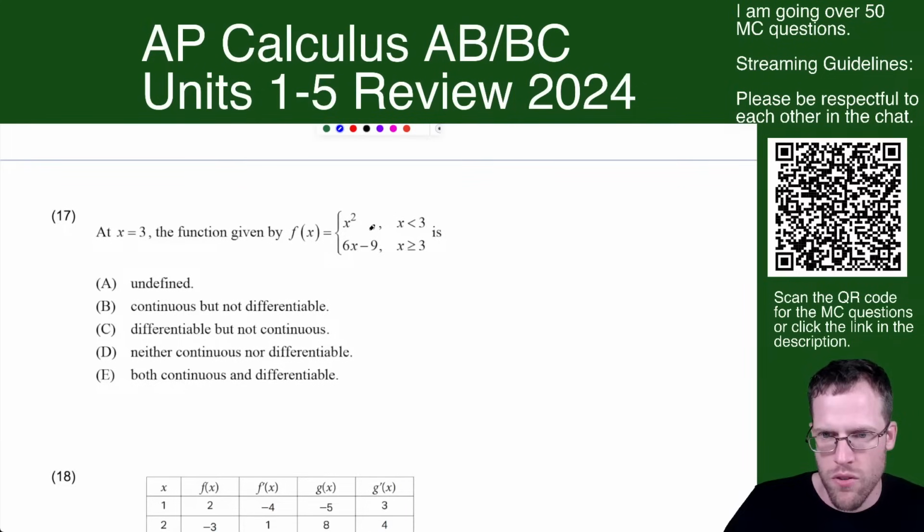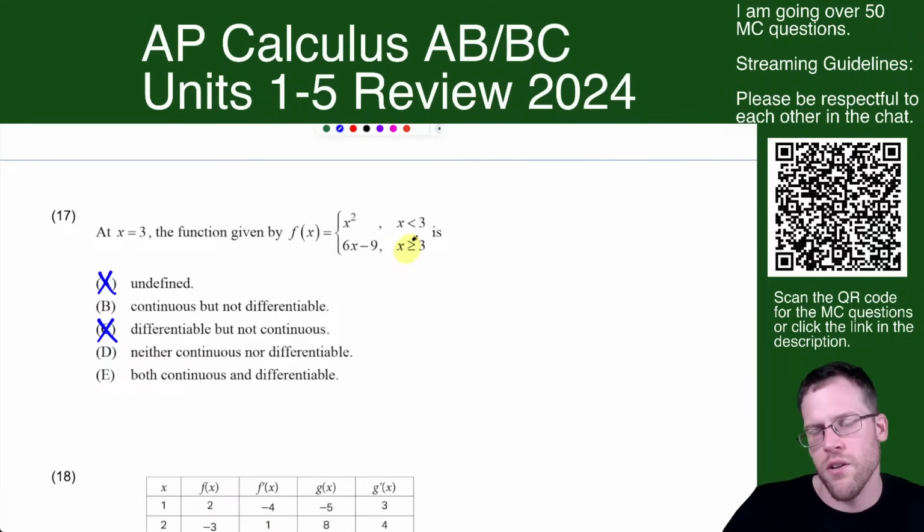So at x equals 3, the function given by f of x, it's definitely defined because you see how it has the equal to here. So it is defined. Continuous but not differentiable, differentiable. All right, this is impossible. You can't be differentiable but not continuous. Once you're differentiable, you are continuous.